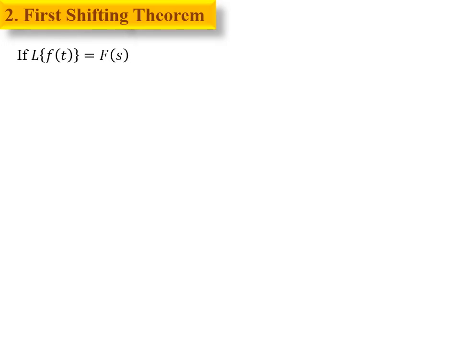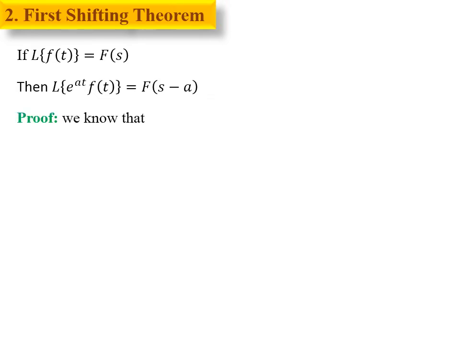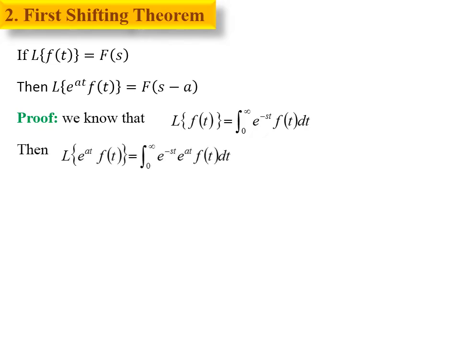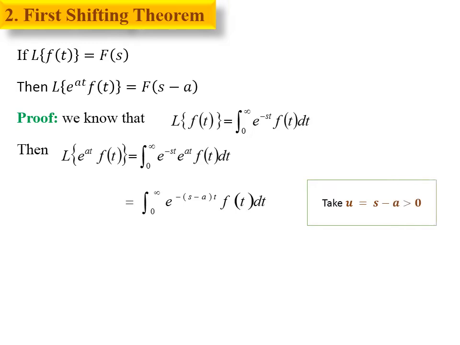Now come to the next, the first shifting theorem. Suppose we are given Laplace of f(t) is F(s), then we have to show that Laplace of e to the power at f(t) is F(s minus a). For proof, we are given Laplace of f(t). By definition, it is integration 0 to infinity e to the power minus st f(t) dt. Now Laplace of e to the power at f(t) we can write as integration from 0 to infinity e to the power minus st e to the power at f(t) dt. By adding the powers, it is e to the power minus (s minus a)t. Now here we take u equal to s minus a, which is greater than 0.